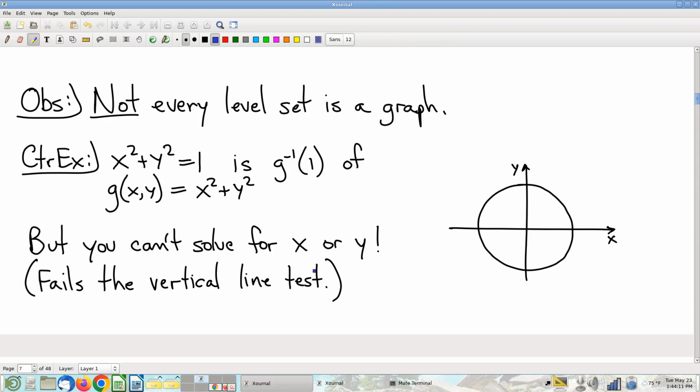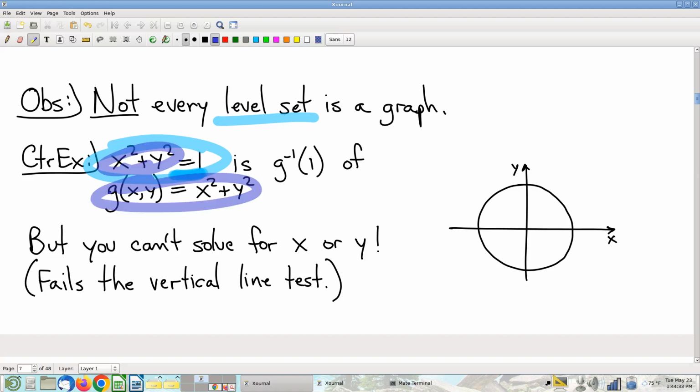Not every level set is a graph. Every graph is a level set, with a different function and all that, of course. But you just cannot turn it around the other way. Easy example. Here's a level set. That's a level set of this function right there.